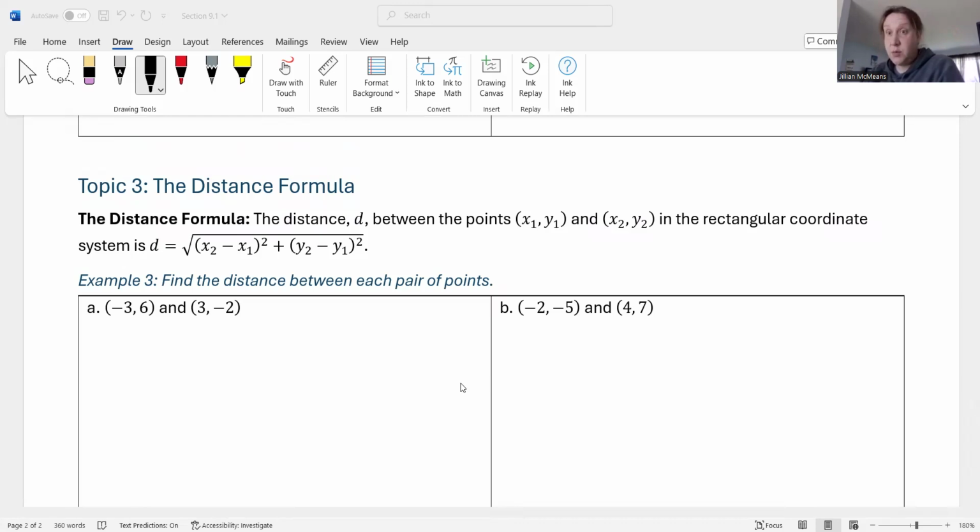Now the distance, we're going to call it D, between the points x1, y1 and x2, y2 in the rectangular coordinate system is D equals the square root. You take the difference in your x's and square it, add that to the difference in your y's, and then square that, okay?